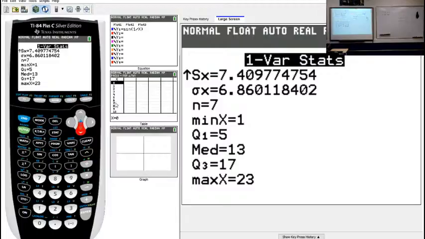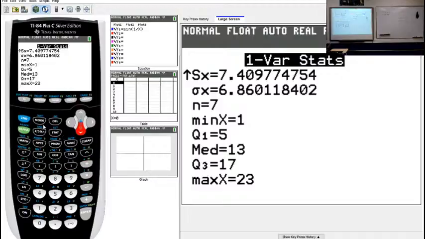So this tells me that a quarter of the data is between 1 and 5. A quarter of the data is between 5 and 13. A quarter of the data is between 13 and 17. A quarter of the data is between 17 and 23. Half of the data is between 13 and 23, because remember, it splits it into upper half and lower half. Half of the data is between 5 and 17, between Q1 and Q3.